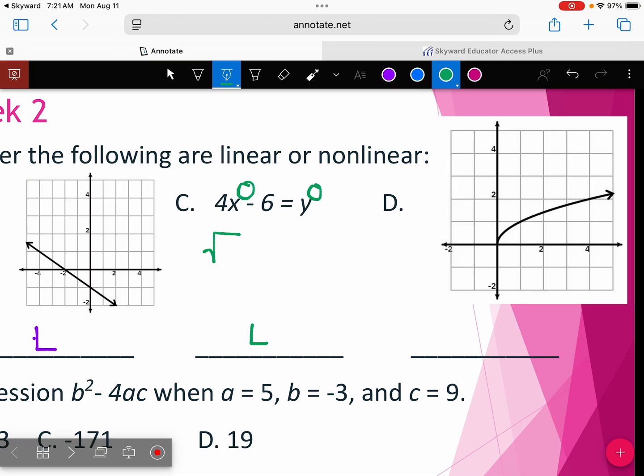And then what about D? What do we think about that? Linear or non-linear? Non-linear. It's not a line. If I look at it with my ruler, that thing don't line up. It's kind of linear-ish, but it's really not once you get your ruler. So when in doubt, grab a ruler, draw the graphs, and check them. Because that one's not a line.